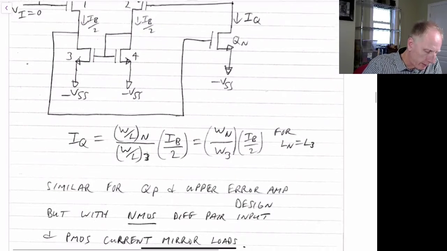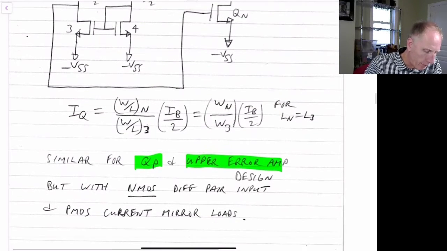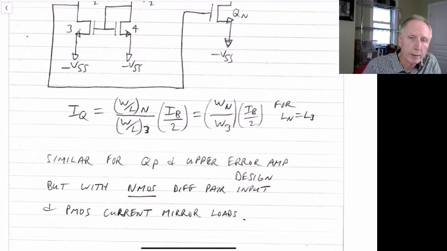It's a similar design, as I mentioned, for QP, for the upper half design, but we now use an NMOS differential pair input and PMOS current source loads. So everything is just flipped around. But we do the same type of design for it, and we also match it to IQ to be the same.